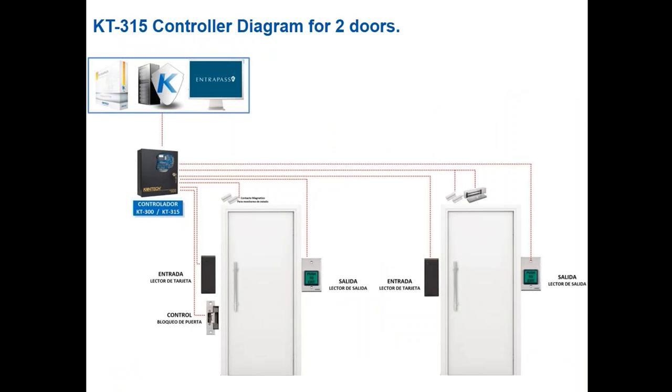Now let's take a practical look at the KT315 controller diagram for 2 doors, for example. So here we have 2 doors, and you can see door 1 has a reader and an exit button. We have a door strike. The controller can manage 2 doors with everything the doors need. So we have another door, same reader. Here we have a maglock, and we have a door contact, and we have an exit button.